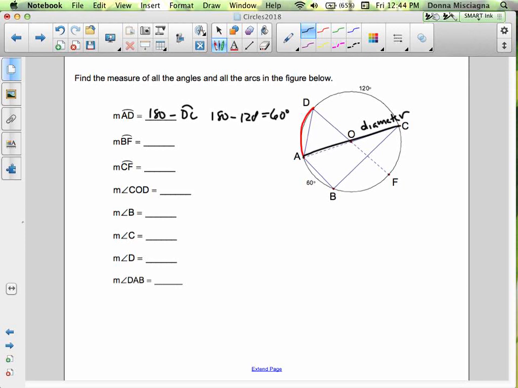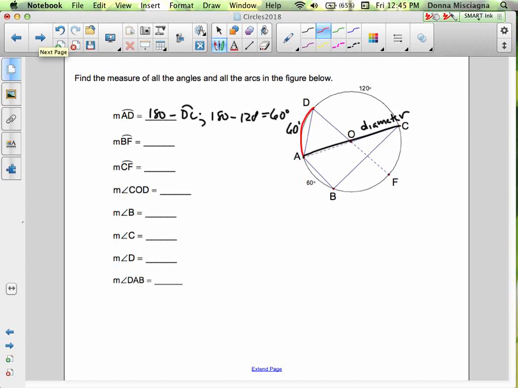There we go. All right, so you can put up both parts of that. And we can label that as 60 degrees, right? Because the measurements that we find are going to be consistent throughout this problem. So now we have another measurement in there. Arc BF.